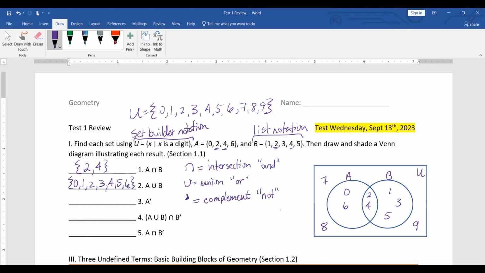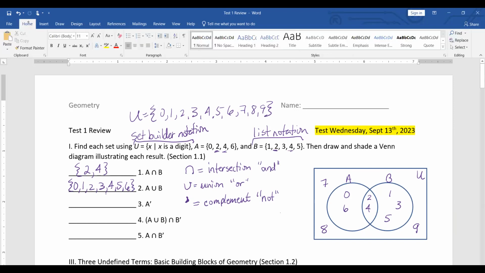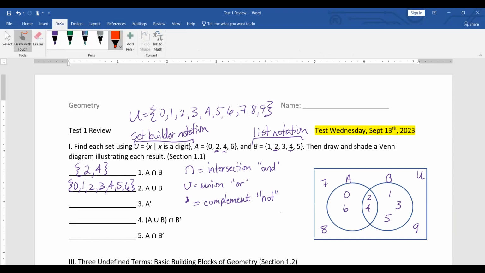All right, the complement of A is everything in the universal set that is not in A. Okay, so I'm going to highlight set A, because those are all elements in set A, and that allows me to see all the elements that are not in A. And so that tells us we have a set that contains 1, 3, 5, 7, 8, 9.